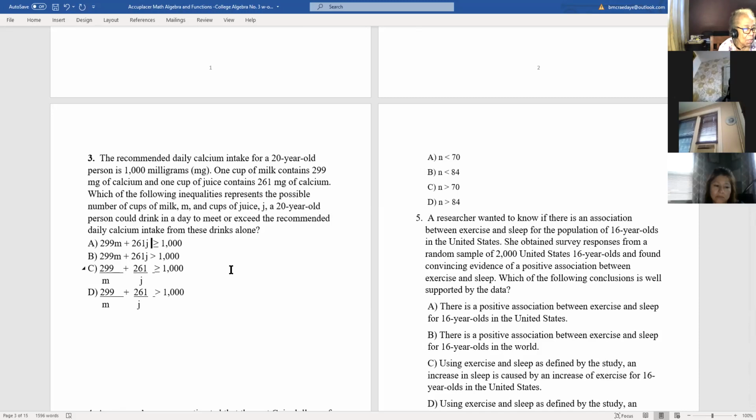One cup of milk contains 299 milligrams of calcium. One cup of juice contains 261 milligrams of calcium. Which of the following inequalities represents the possible number of cups of milk and cups of juice, with milk given as M and juice as J, that a 20-year-old could drink in a day to meet or exceed the recommended daily calcium intake from these drinks alone?